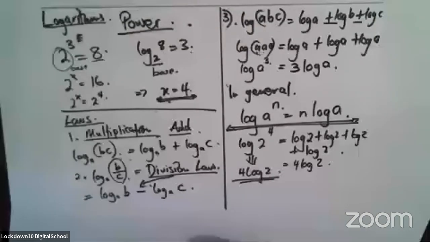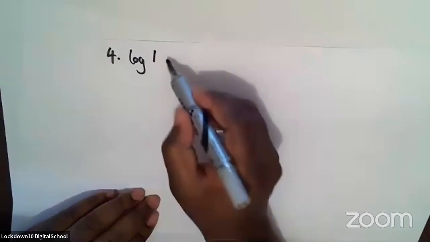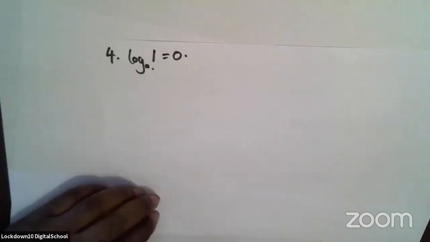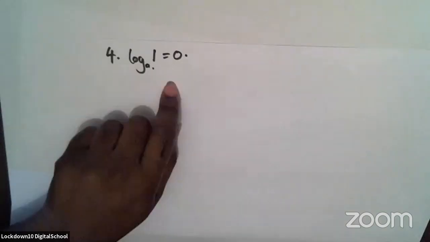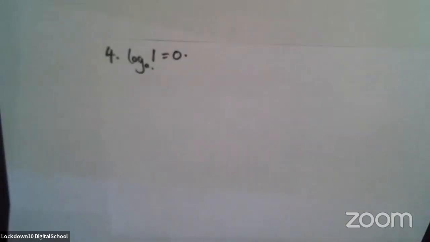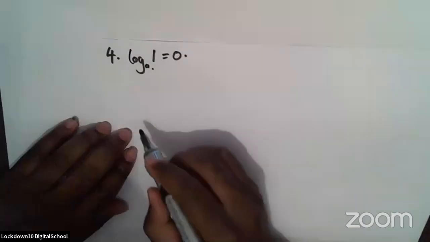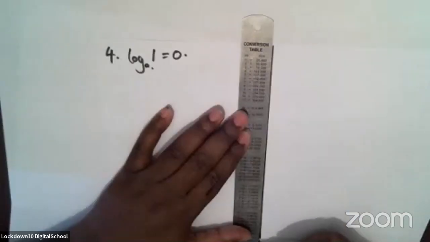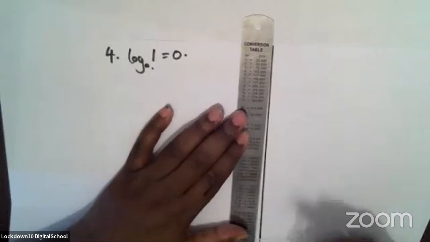Let's go to law number 4. Law number 4 states that log 1 is equal to 0 at any base. What do I mean? I'm just going to quickly divide my page so that all of us are able to see.